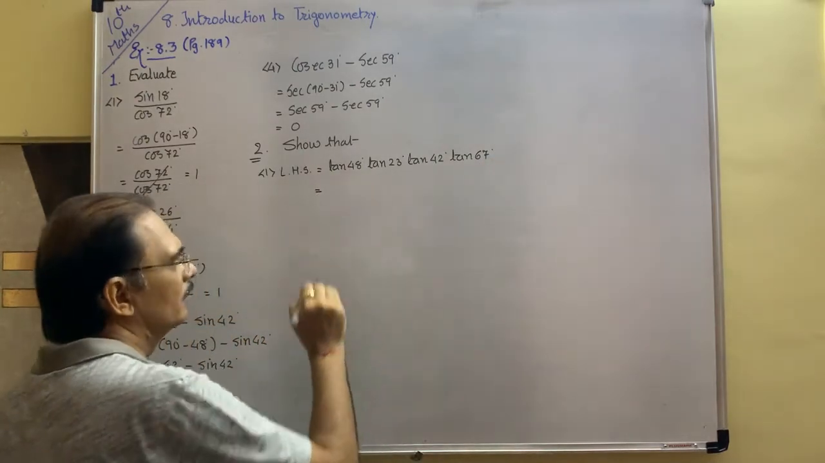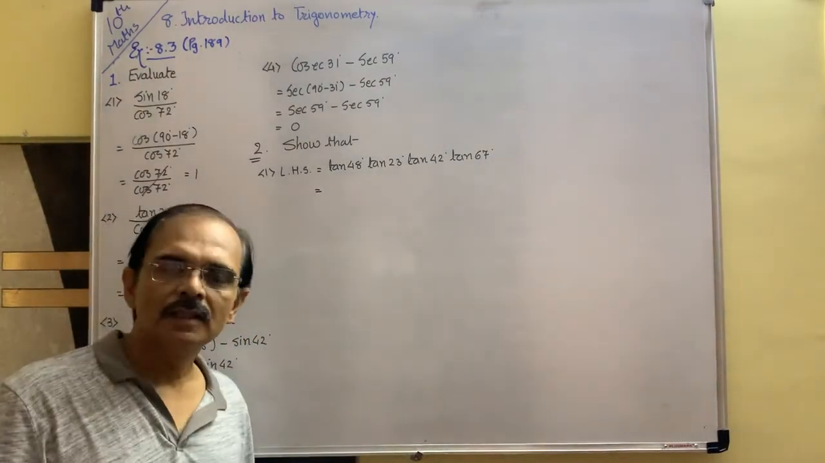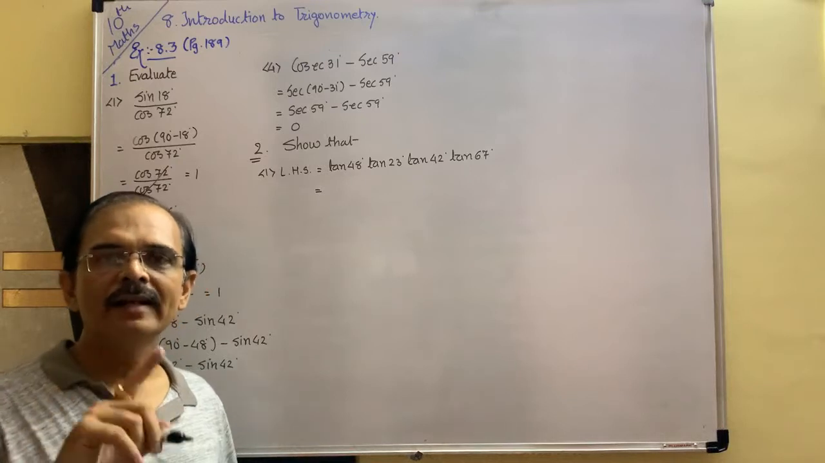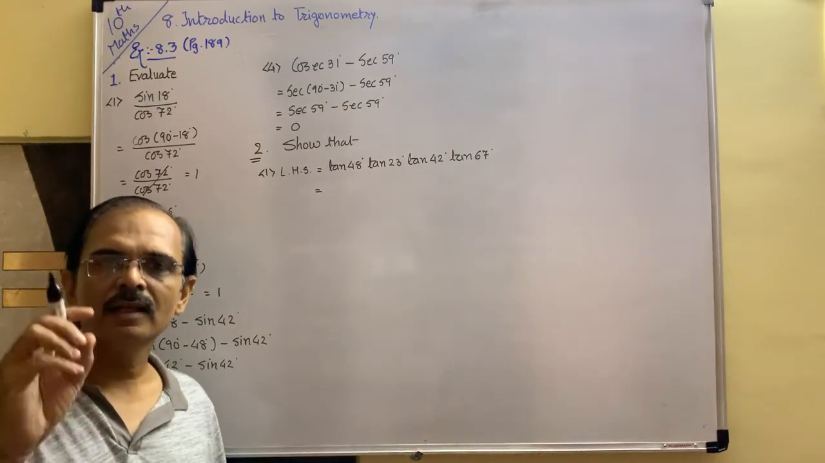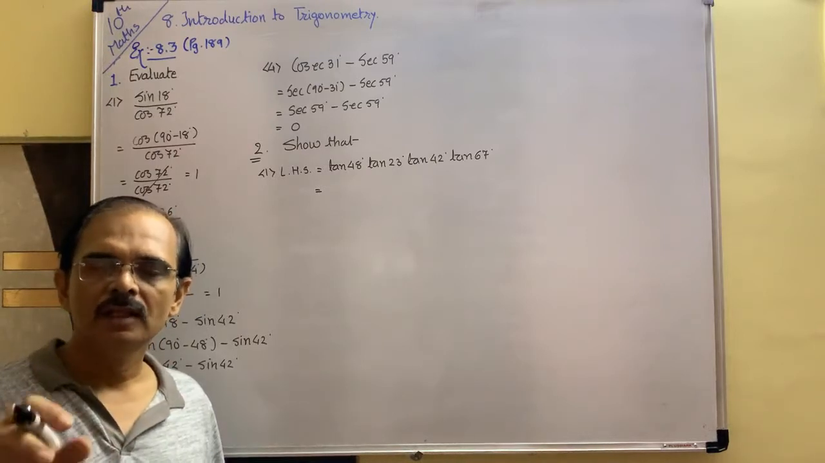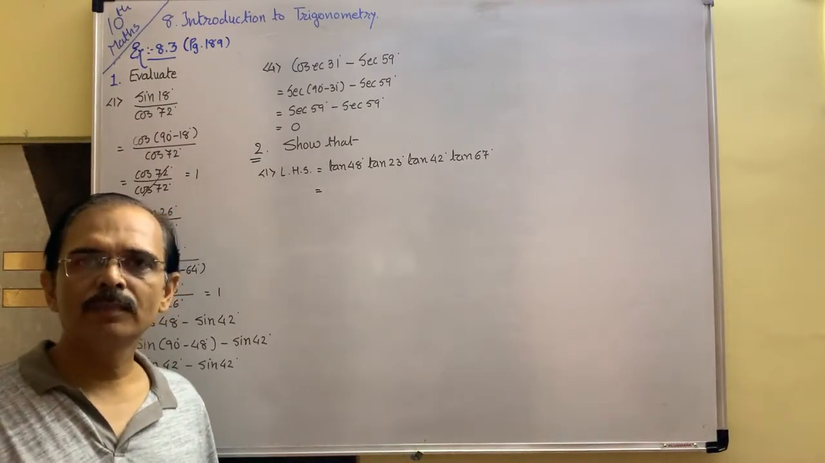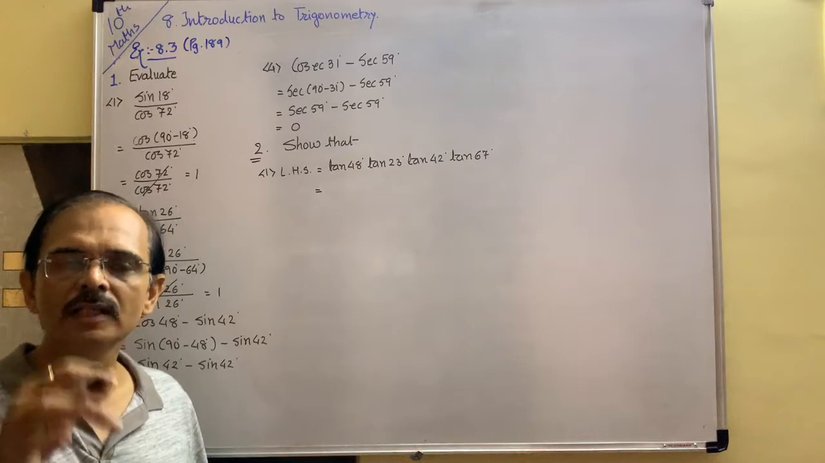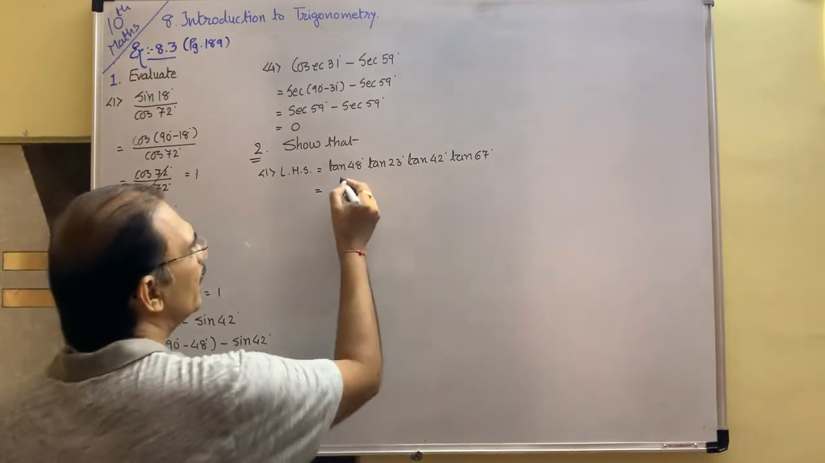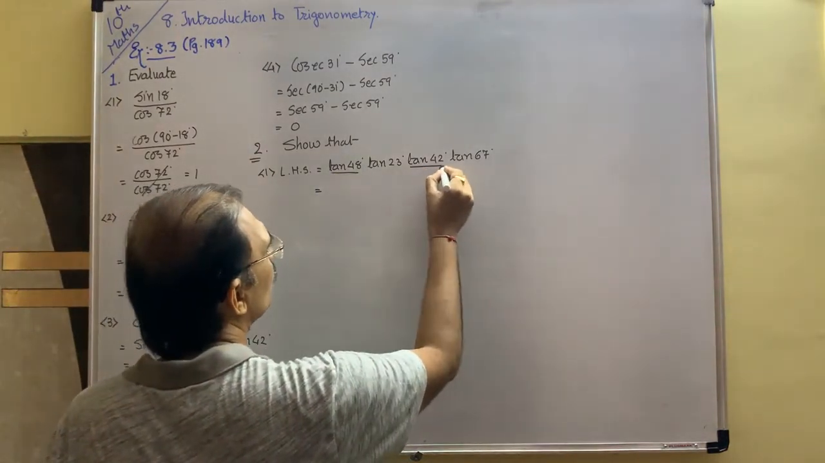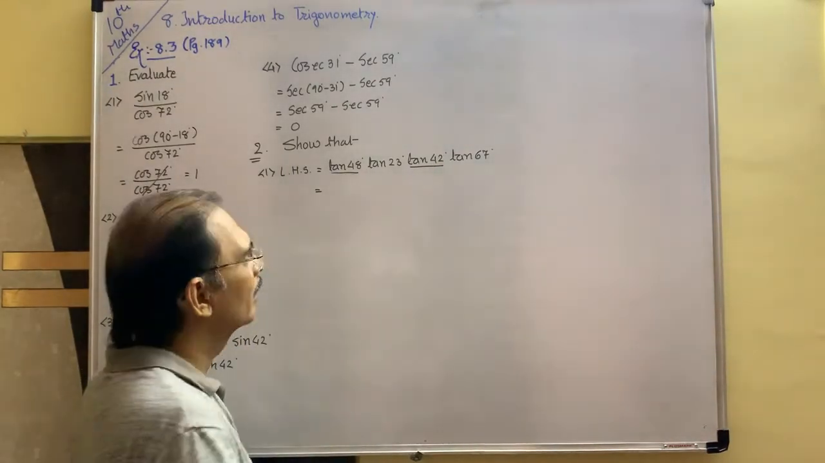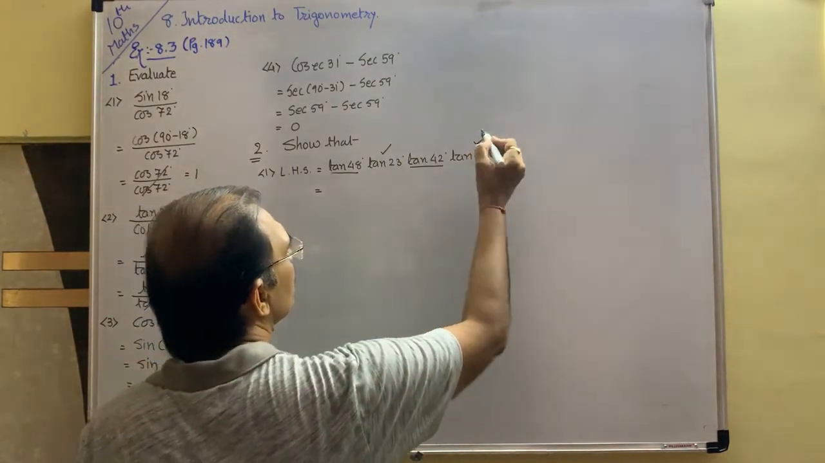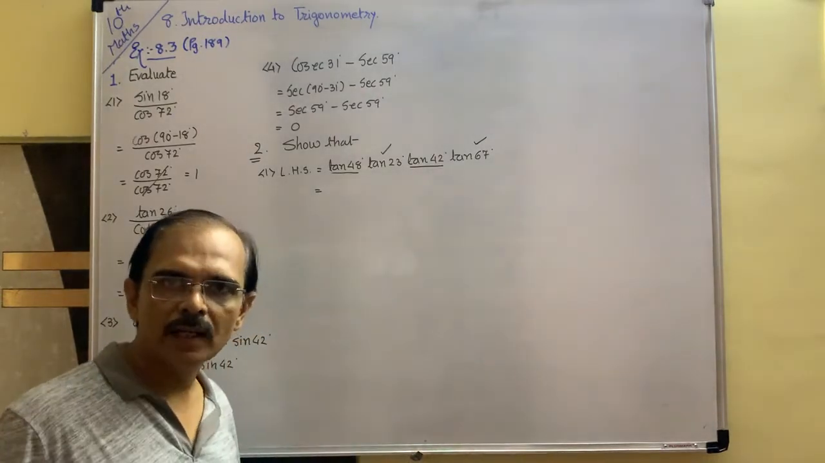The answer I want is 1. Once again, see the angles only, don't see the ratios. Whether tan is given or cot is given, don't think about it. See only the angles and find out the pairs. Complementary angles are always pairs. So 48 plus 42 is 90, so this is a pair. 23 and 67 make 90, so they are a pair.